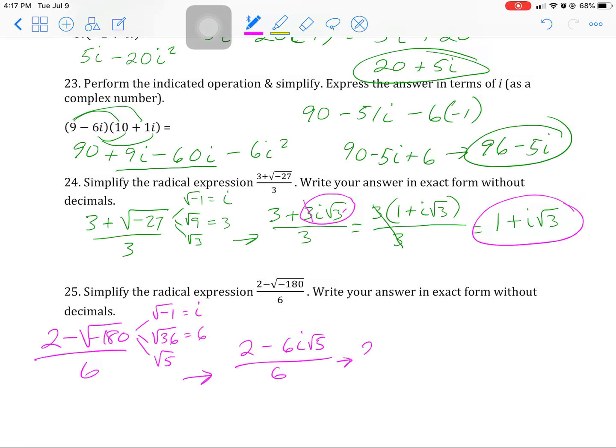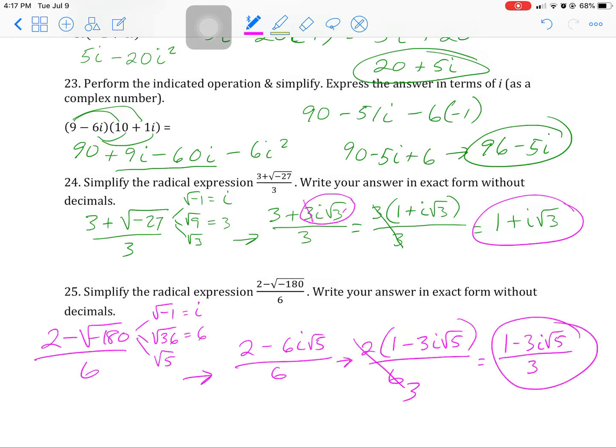Common factor in the numerator is a 2. Put the 1 back. It's really important to put the 1 back. Reduce and get a 3. So my final answer is 1 minus 3i square root of 5, over 3. We're going to use that in the next unit, so we need to know how to do this. Okay?